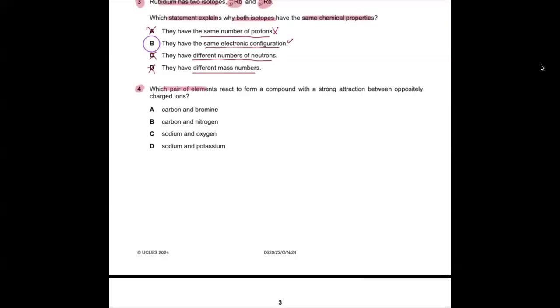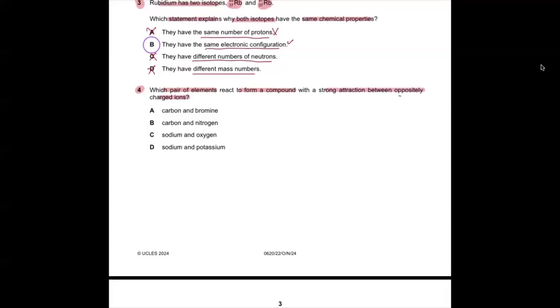Now, MCQ number 4. Which pair of elements react to form a compound with a strong attraction between oppositely charged ions? That means they are talking about an ionic bond. Carbon and bromine are not going to form an ionic compound, and neither are carbon and nitrogen. Sodium is positive and potassium is also positive, so they would form an alloy, basically not a compound. So D goes wrong.